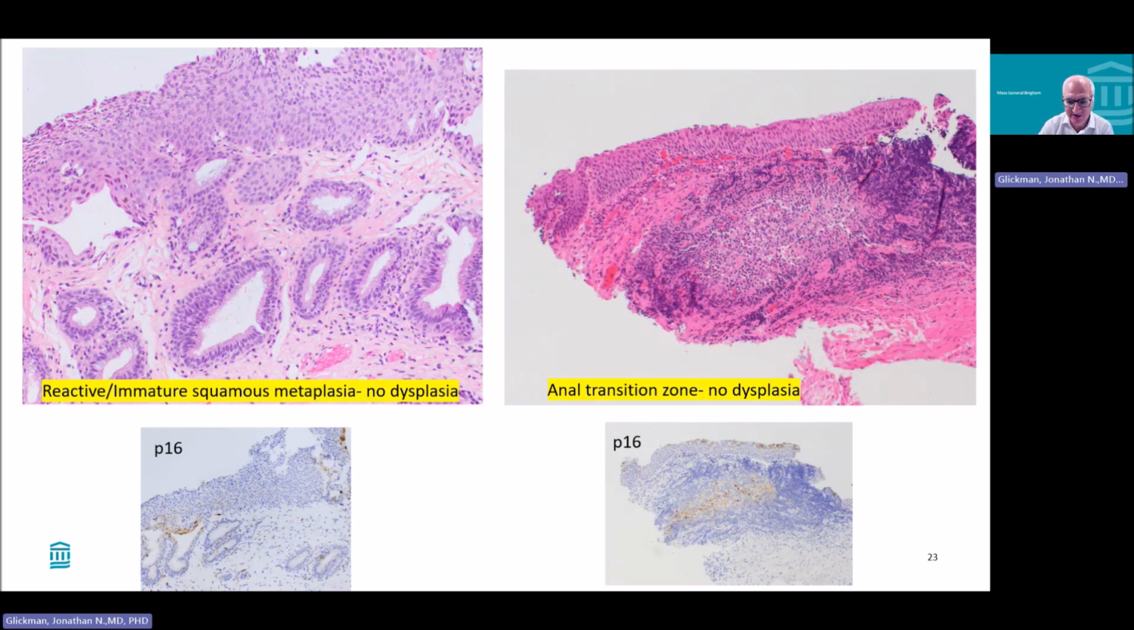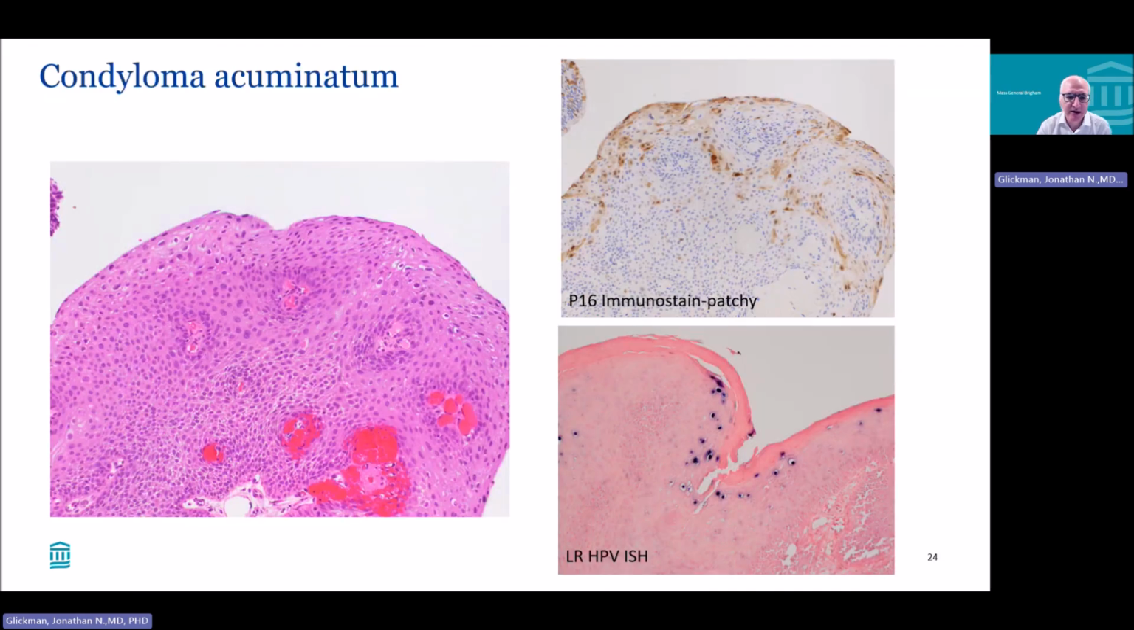It does look very crowded, but it doesn't really have cytologic features sufficient for dysplasia. And this again is negative. Same thing with the anal transition zone mucosa we see right here. So negative for block-like staining.